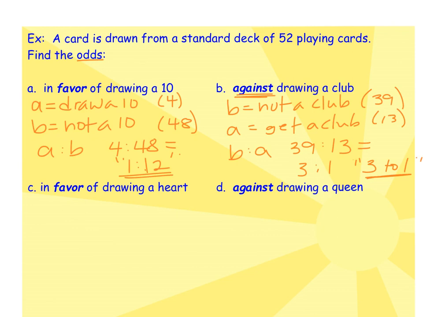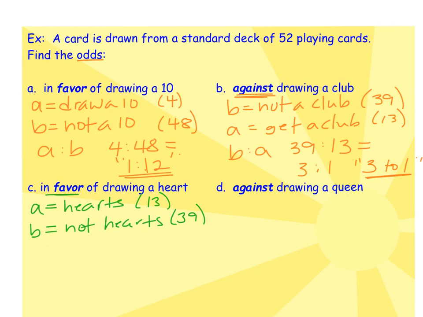Example C, in favor again. So in favor of drawing a heart. That would mean A goes first. How many hearts are there in a deck? So this is almost like the reverse of B, isn't it? There are 13. Versus how many ways that wouldn't occur, so not hearts. Again, there are 39. That would mean in favor we want A to go first, and that would give us 13 to 39 odds, or 1 to 3 odds. Less likely to get a heart at random if you're looking at odds.